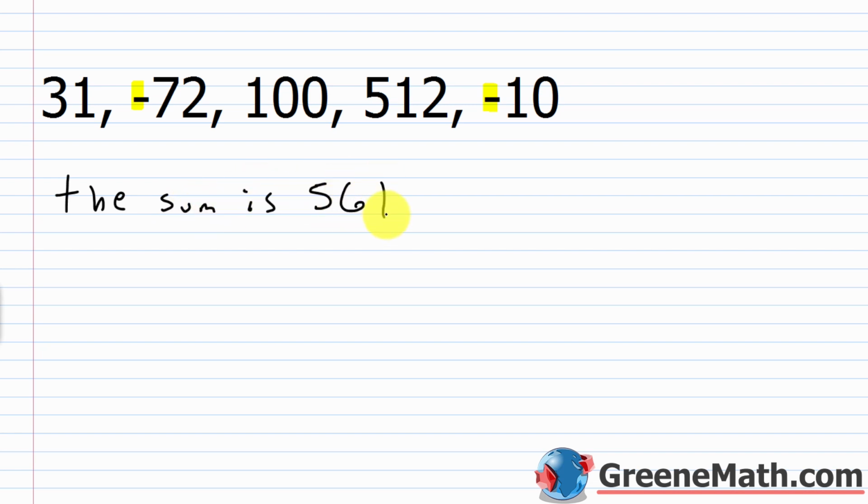All right, now the next step is to divide by the number of numbers in the group. So we have 1, 2, 3, 4, 5 numbers in the group. So I would say, what is 561 divided by 5? And of course, I'm going to do that using a long division. So let's scroll down and get a little room.